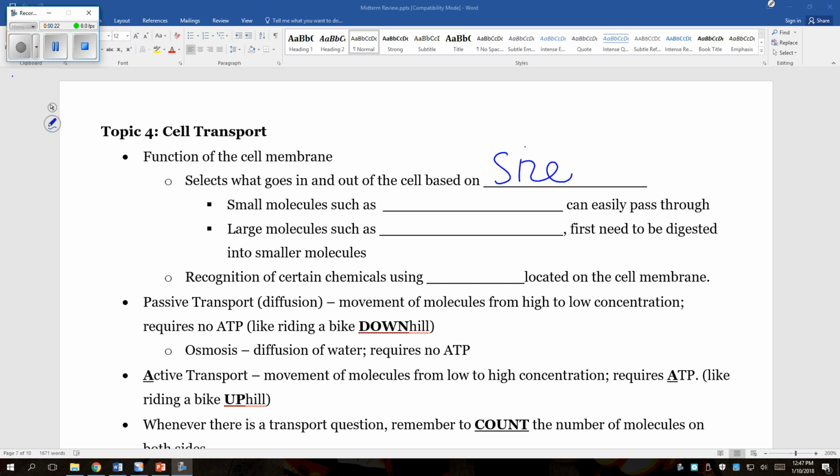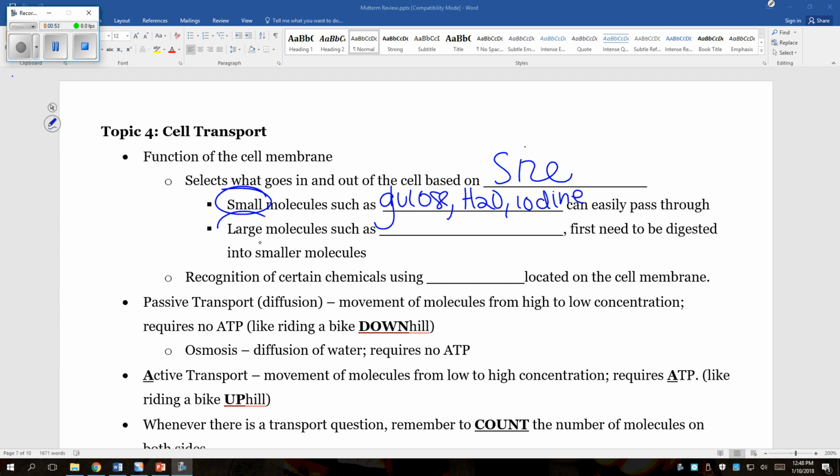Another term for this, selecting what can go in and out of the cell, could be selectively permeable, meaning that it selects, right? Remember, the membrane has tiny little pores and only certain molecules can fit in. So how do we decide which molecules can fit in? Well, if we're basing it on size, small molecules can. What are some examples of small molecules that can get through? That's going to be glucose, water, and then iodine. Remember, iodine was that amber material that we used in our cell lab.